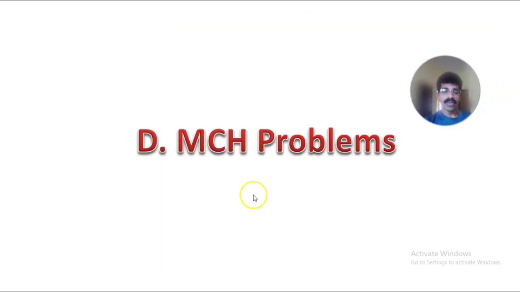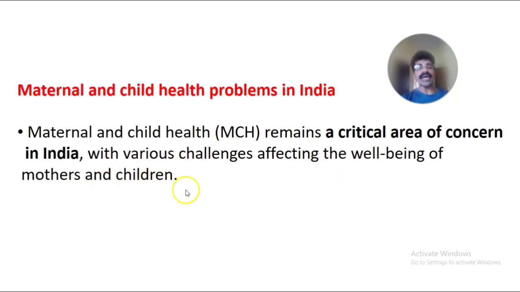Then the fourth major health problems in India are MCH related problems or maternal and child health problems. Maternal and child health or MCH remains a critical area of concern or focus in India for rendering all the government services, with various challenges we are facing that is affecting the overall well-being of both mothers and the children. So MCH services remain a critical area of concern in rendering various community or public health services in India, with various challenges the government has to face to promote the well-being of both mother and children in the nation.